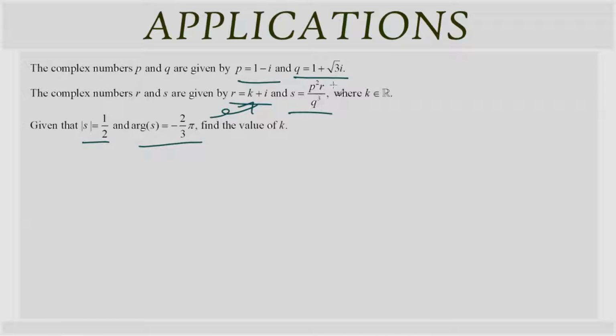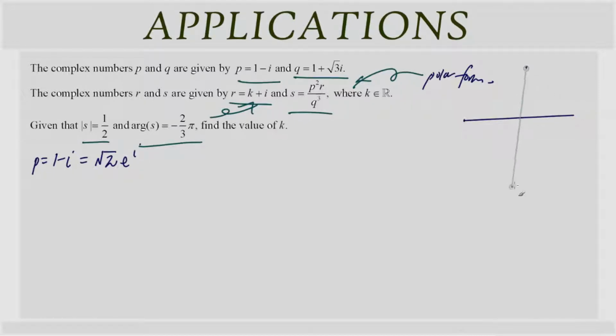Now whenever we have powers of complex numbers with fractions, we need to change them into polar form so that it is much easier to work with. So we have P equal to 1 minus i, and what is it in polar form? The modulus will be root 2, right? 1 squared plus 1 squared, root 2. Now, referring to an Argand diagram, we have 1 minus i located here, with length 1 and height 1. That's negative pi over 4. So the argument is negative pi over 4.